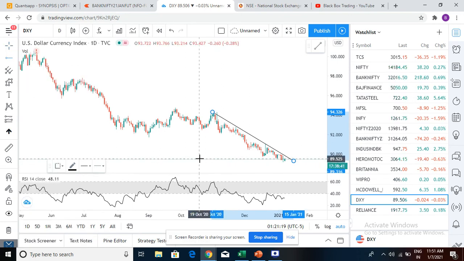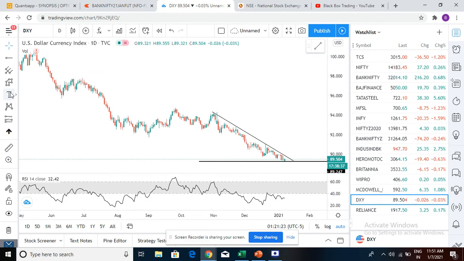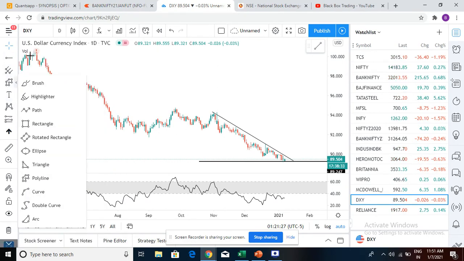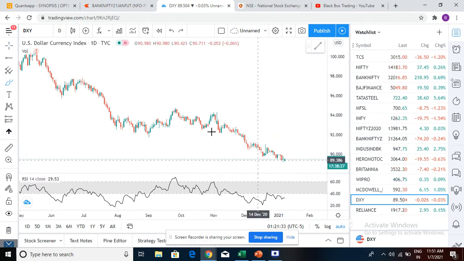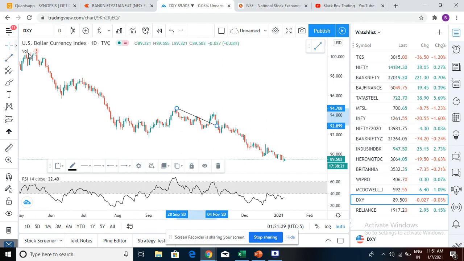If this breaks out, what will people do? People will buy, I'm guessing. People will buy if this breaks out here. Why? Channel breakout. See, the trend is still down. I will take another example. See here, it shows a breakout.